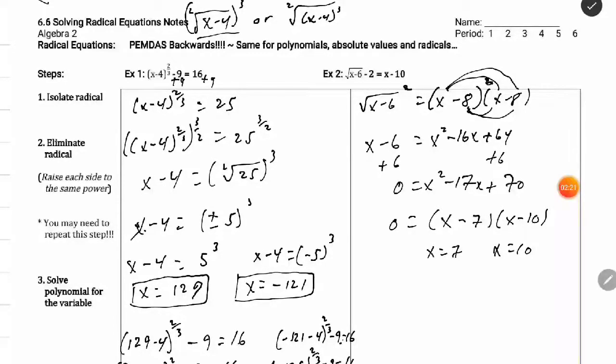So we're going to plug these both into the equation. Make sure that it works. Okay. So this side, left side, I'm going to use 7 minus 6, which is the square root of 1. So I have 1 minus 2. Does that equal 7 minus 10?